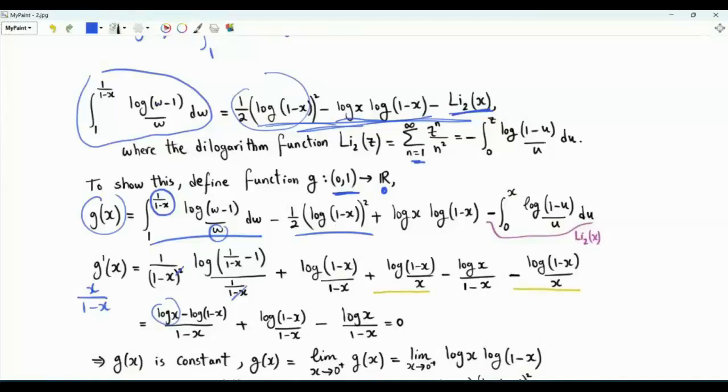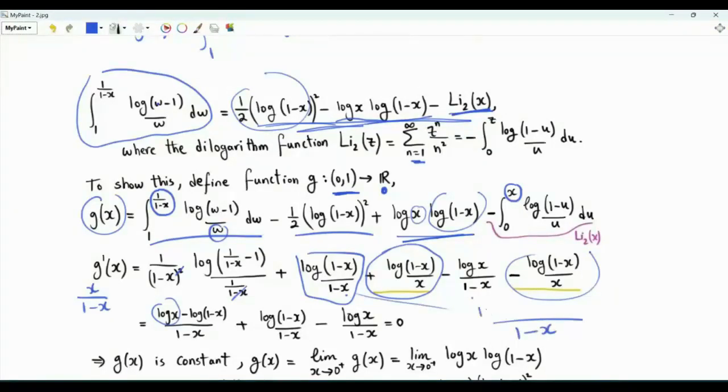For the second term in the function g of x, the derivative here is minus half times 2, and then we need to differentiate log 1 minus x. The derivative is minus 1 over 1 minus x. We end up with log 1 minus x divided by 1 minus x. For this term, we get minus log x over 1 minus x plus log 1 minus x divided by x. Finally, this is the integral representing the Dilogarithm function. And for this integral, we differentiate x with respect to itself. That's 1. And then we replace u by x. Note that these two logarithms cancel. And then these other two can be combined as 1 minus x, log 1 minus x, minus log x. This is exactly this term here, but with a minus sign.